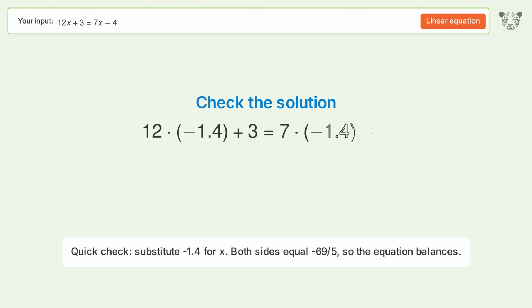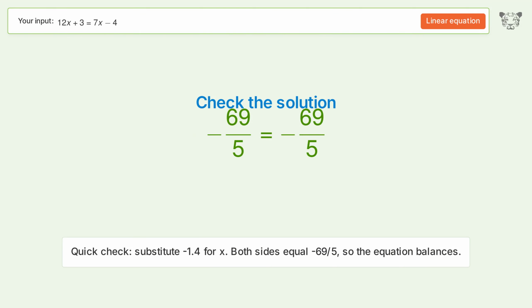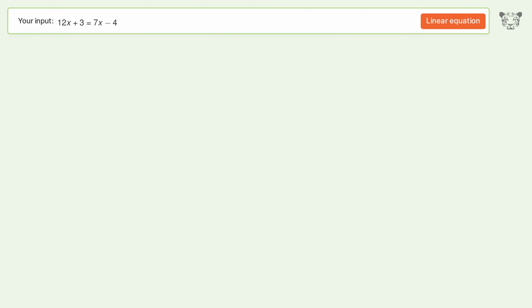Quick check, substitute -1.4 for x. Both sides equal -69/5, so the equation balances. So, x = -1.4.